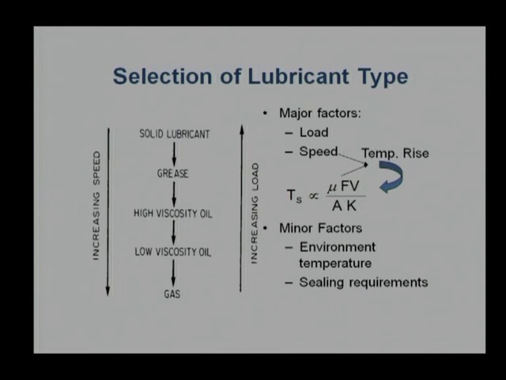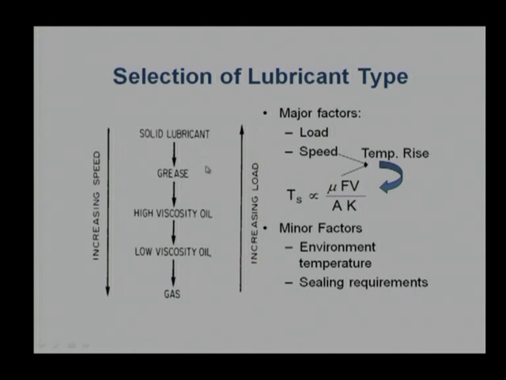Now, this overall selection criteria for choosing the lubricant, we say that this slide has one arrow indicating increasing speed. Just on the opposite side there is one arrow which shows increasing load. That means increasing load and speed are contradictory. The higher speed will give a different choice and higher load will give a different choice, and they are always in contradiction.